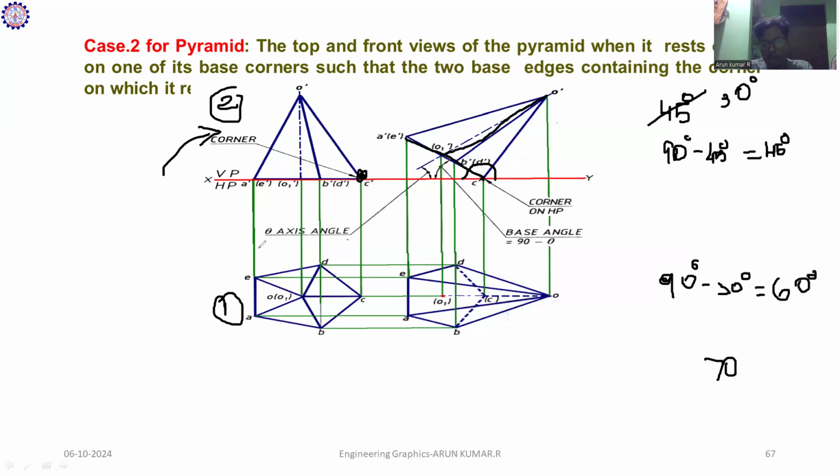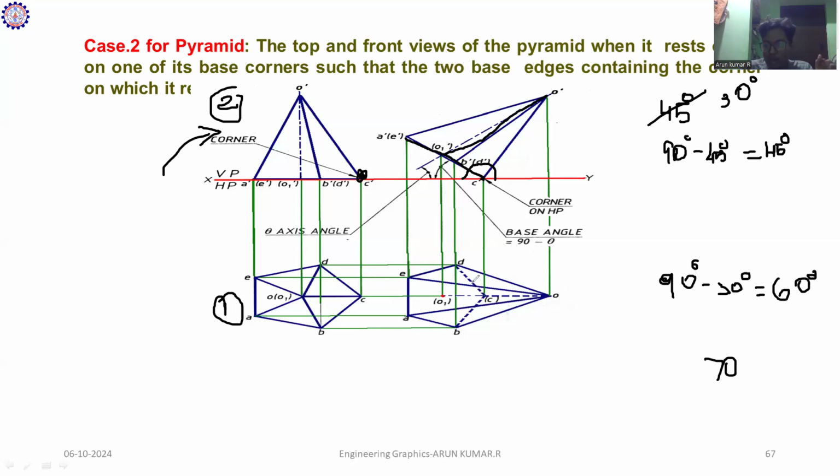After that you have to consider the horizontal line from each corner like E, D, C, B, A. Once you consider all the lines, these two lines meet at a certain point. For example, E dash is meeting here, and also A dash is meeting here. B dash, D dash similarly meet with D and B, and C dash also meets with C, and O dash also meets with O.